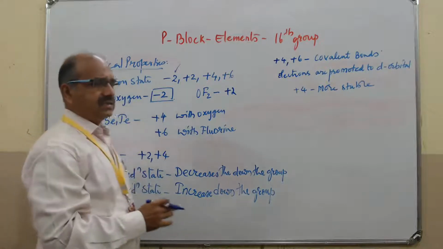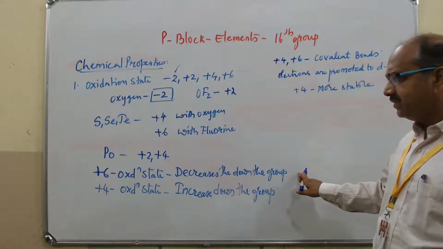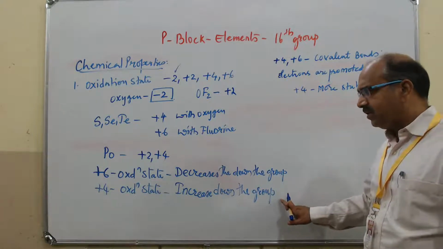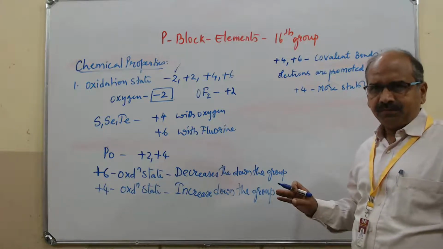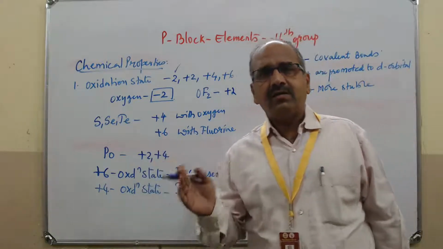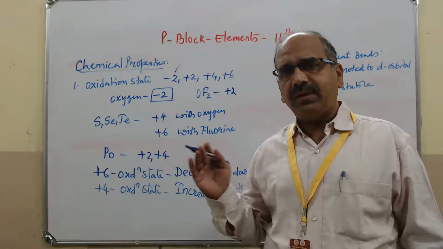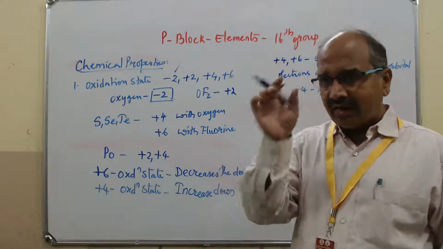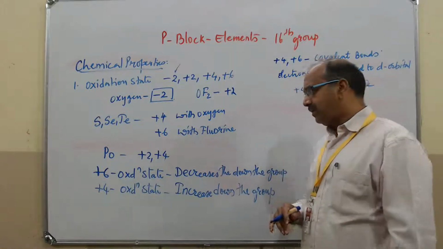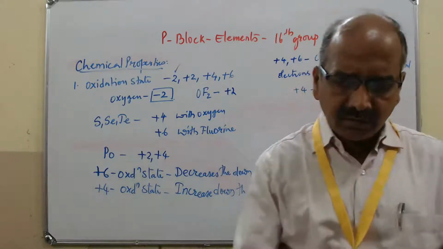Then, comparing +6 and +4, the +6 state decreases as you come down the group, while the +4 state increases down the group. This is because of the inert pair effect. In the p block elements, the electrons are filled as ns2 np1, ns2 np2, ns2 np3. Those ns2 electrons remain inert and do not take part in bonding, so the +4 oxidation state increases down the group.